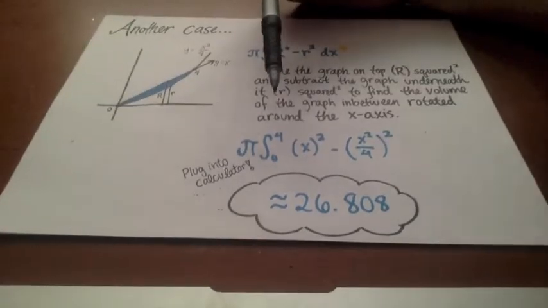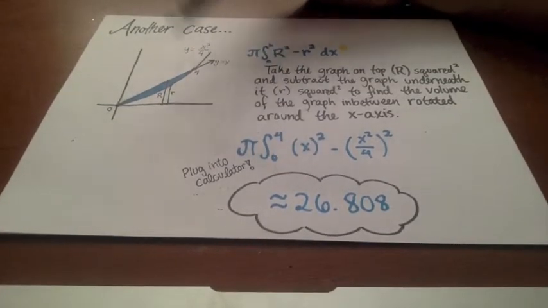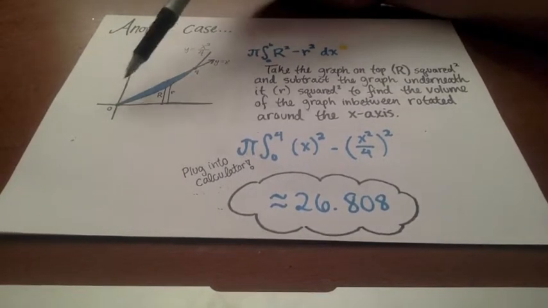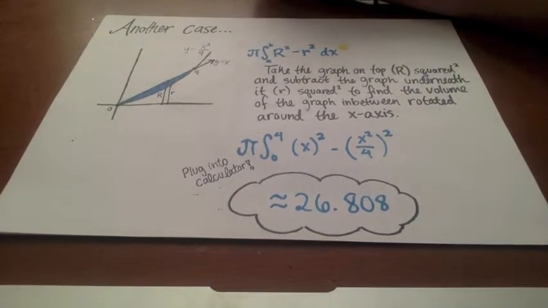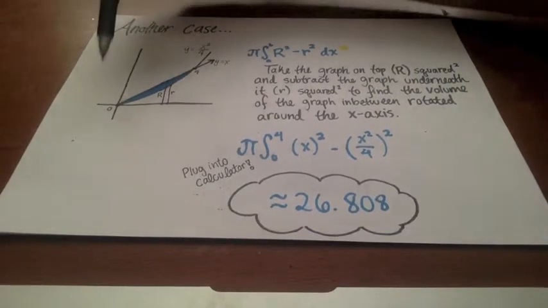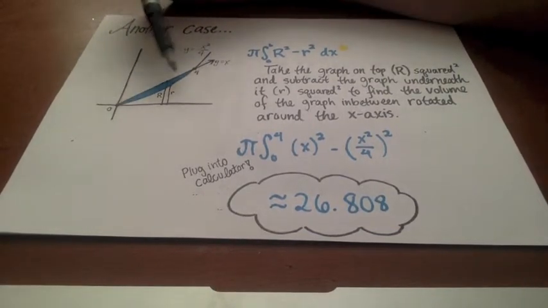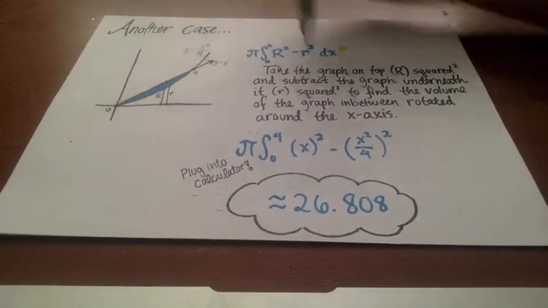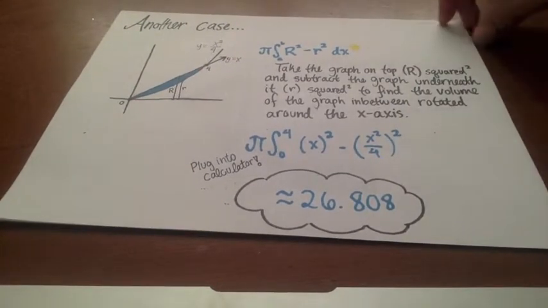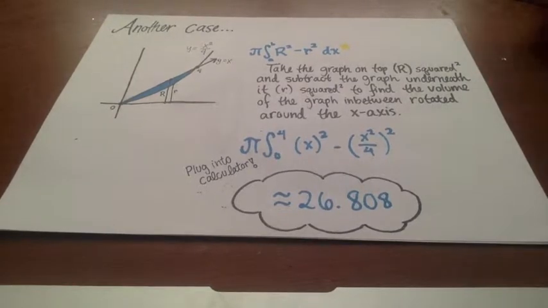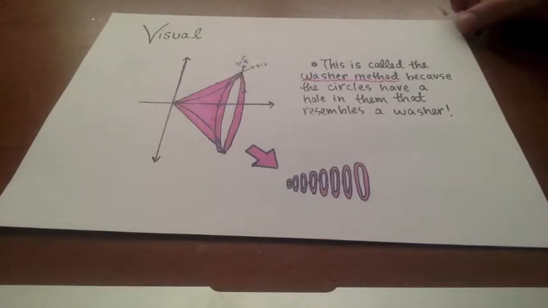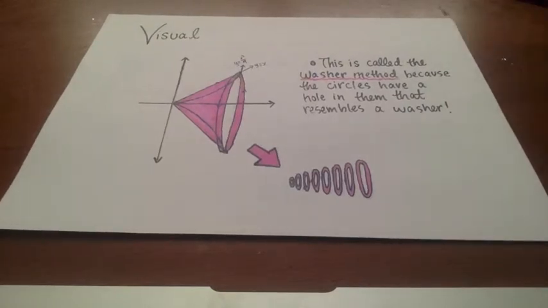So here I wrote out the integral. Pi times the integral from 0 to 4, which is where the two graphs intersect, of x squared, which is the top, the big R, squared, minus the little r, x squared over 4 squared. And you plug that into your calculator and you get approximately 26.808. So here's a visual of the problem.